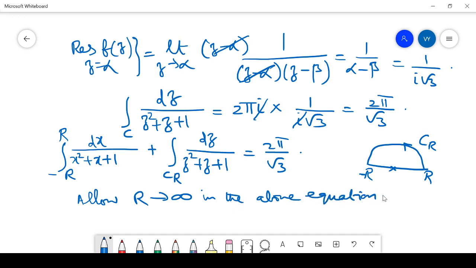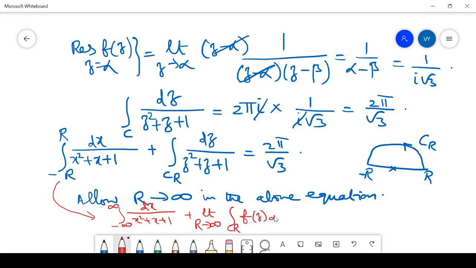What do you get when you allow capital R to tend to infinity? This will become integral minus infinity to plus infinity dx by x squared plus x plus 1, plus limit capital R tends to infinity integral over CR f of z dz. This will be 2 pi by root 3, which I will call equation A.